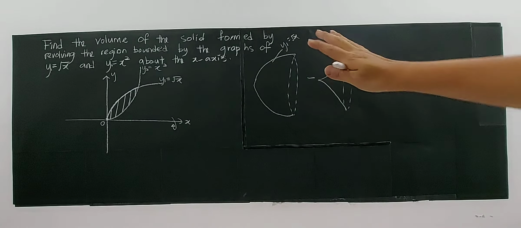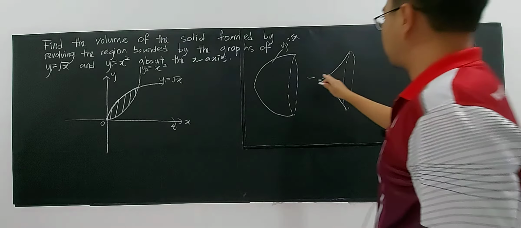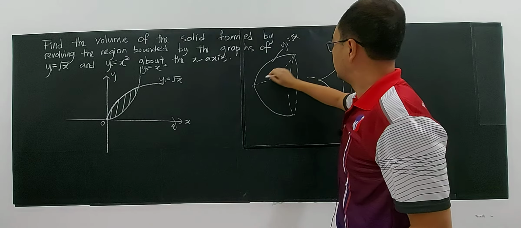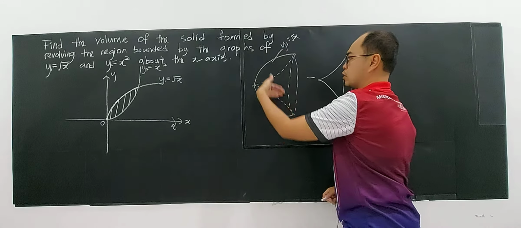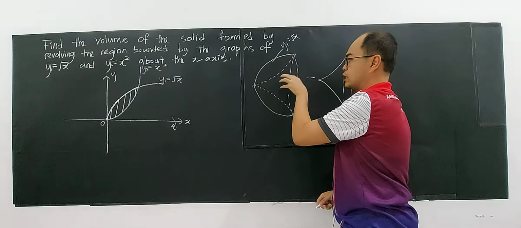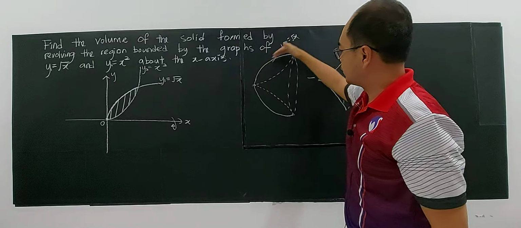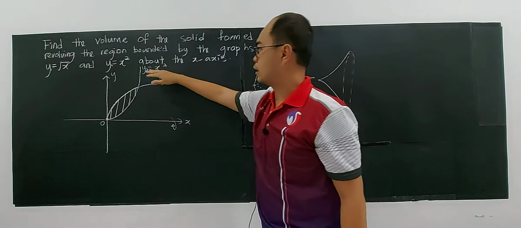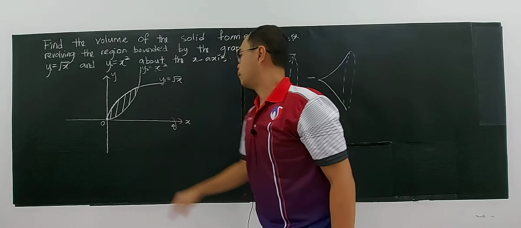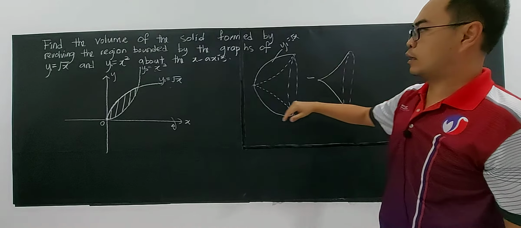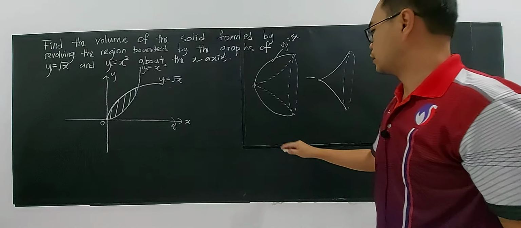Alright, I hope you have an idea of the solid formed by this region. After I subtract this, this solid has an empty space inside here. So you will get the bigger radius, which comes from the graph of y equals square root of x, minus away the graph for x squared. So the idea here will be the volume.